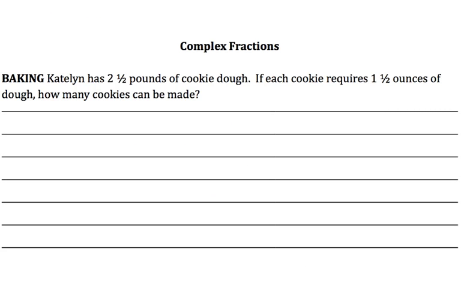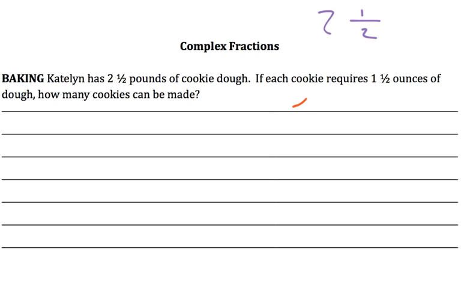Okay, we'll look at this one word problem before stopping this video and starting a new one. So here's some complex fractions. Baking. Caitlin has 2.5 pounds of cookie dough. Okay, so there's the 2.5. If each cookie requires 1.5 ounces of cookie dough, how many cookies can be made? Well, let's think about that. You know, I can imagine, well, I guess I just divide these numbers. That seems like it will work out nicely. But fractions always get confusing.